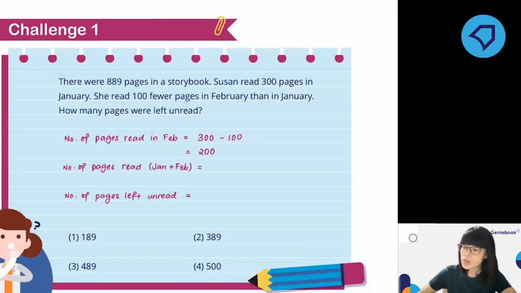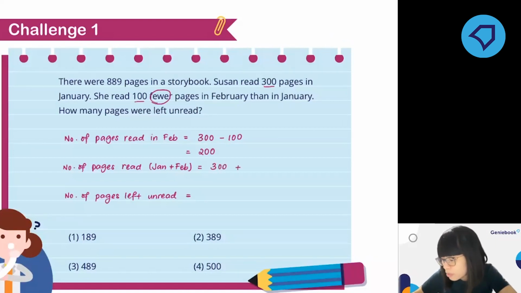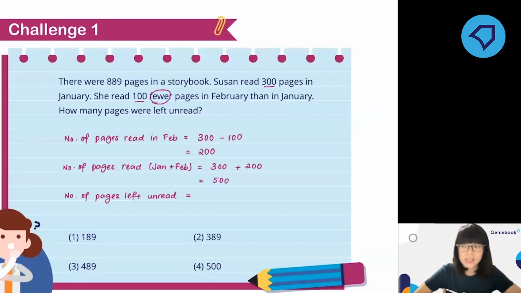Correct? Because 300 in January, 100 fewer in February. So now, the next step over here, we want to find the number of pages read in January and February. Yes, January is 300, February is 200. We add them together, very nice numbers. We have 500. So in January and February, she would have already read 500 pages.